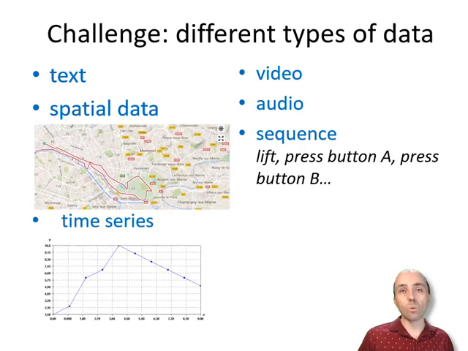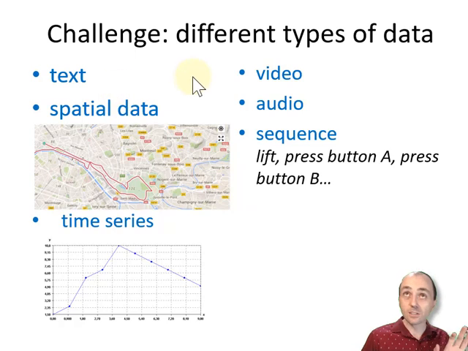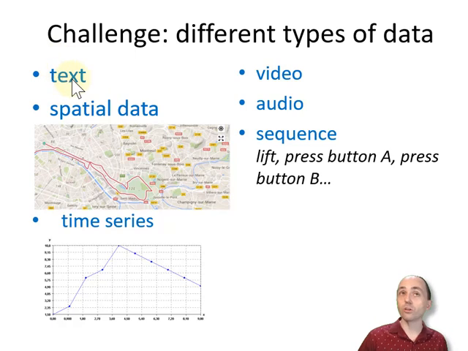One challenge, I think, for industrial design is that we have a lot of different types of data. We have text data, like the reviews of the customers about the products. Maybe we have some spatial data, like GPS data, for example how people use a cell phone, where they go, and so on.